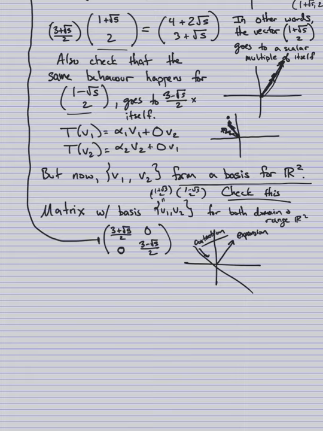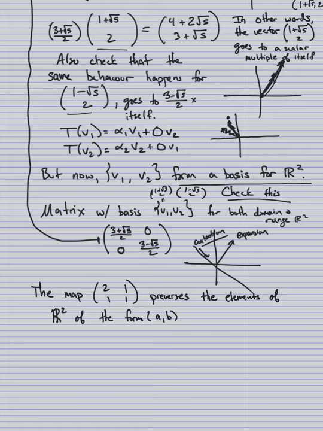So notice that, I'll just stick with this map. So the transformation 2, 1, 1, 1 preserves the elements of R2 of the form A, B in the integers, as a set.